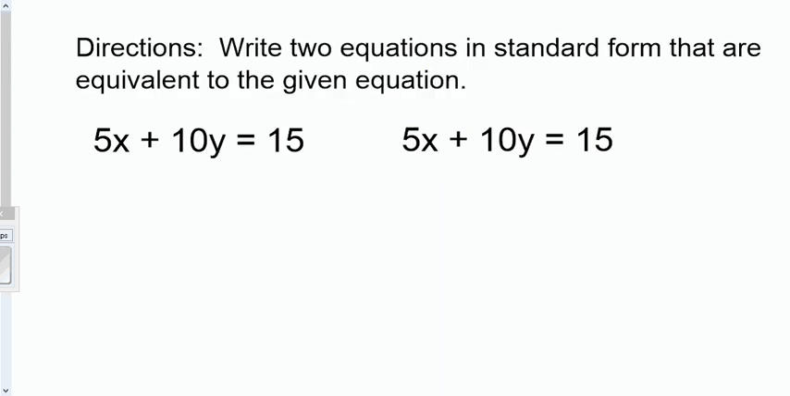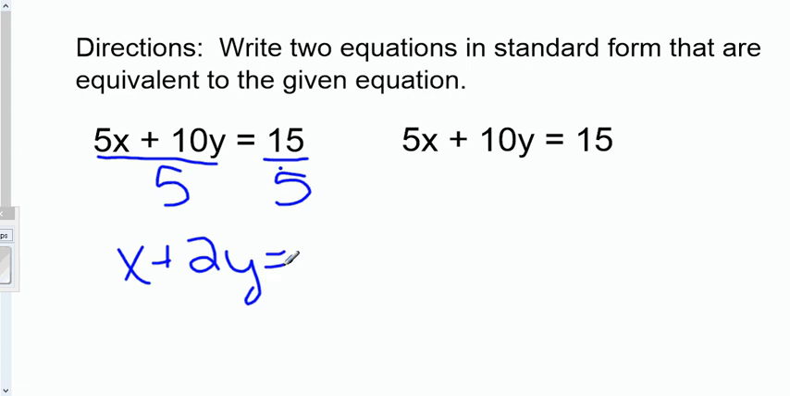All right. Here we have a new set of directions. It says write two equations in standard form that are equivalent to the given equation. Obviously both of these are the same, but since I'm going to find two equivalent equations, I just wanted you to be able to see them next to each other. So the first thing I notice about this equation, 5x plus 10y equals 15, all three of the terms that I have there have a factor of 5. So one thing that I can do, I can divide both sides by 5. And that's going to give me x plus 2y equals 3.